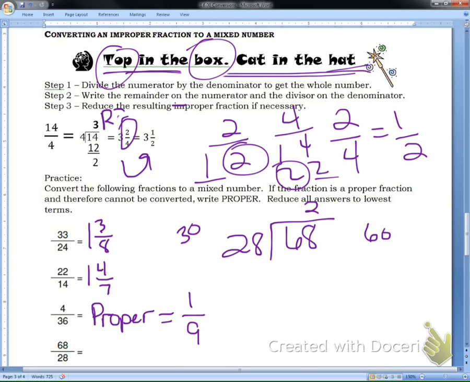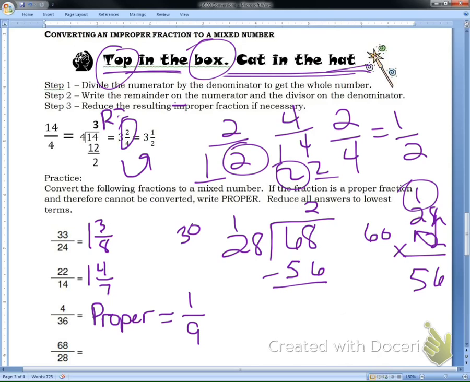2 times 28, so 2 times 8 is 16, carry my 1. 2 times 2 is 4, plus 1 is 5, is 56. If you needed to do the problem off to the side, I understand. Some people have to do that. 28 times 2, to figure out what it multiplies. So 2 times 8 is 16, carry a 1. 2 times 2 is 4, plus the 1 is 5, is 56. So that's how I got the 56. And then you have to subtract.